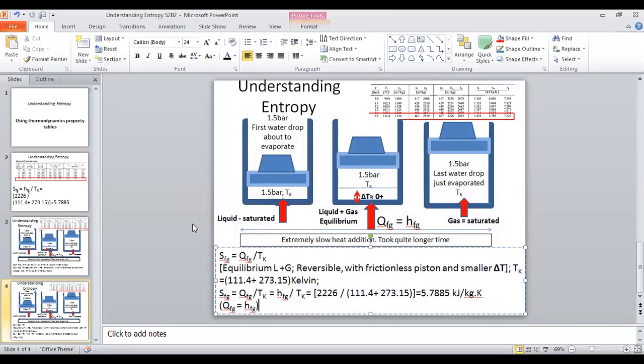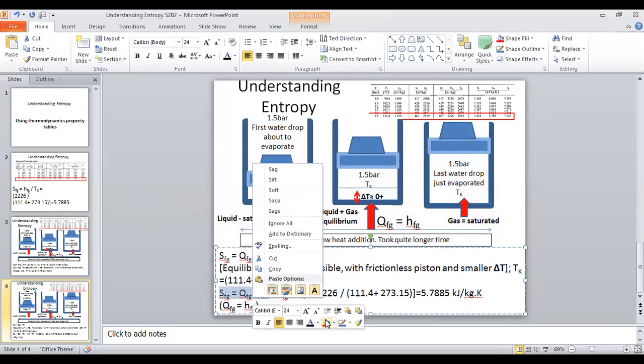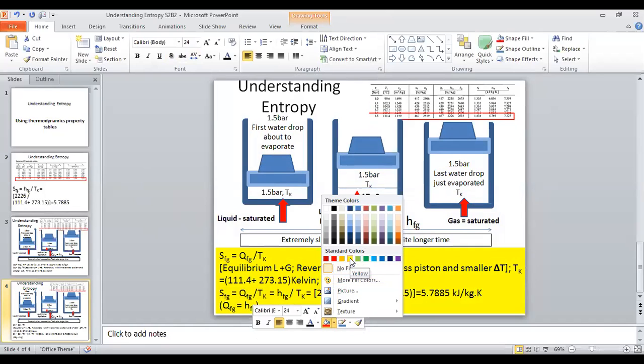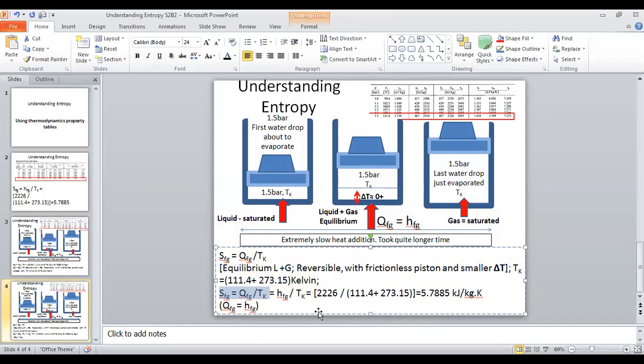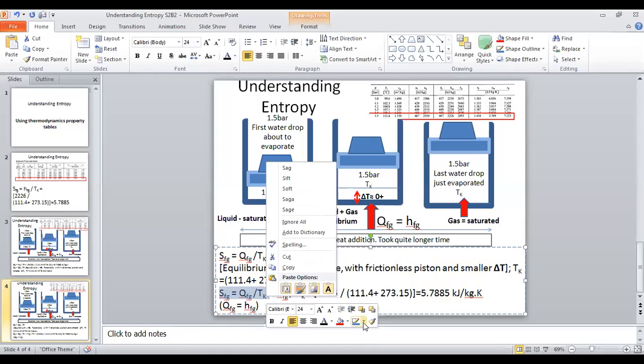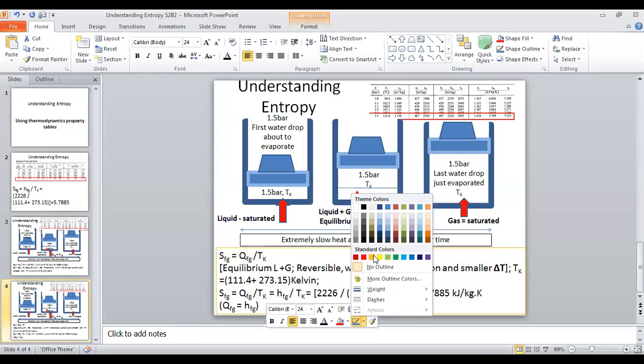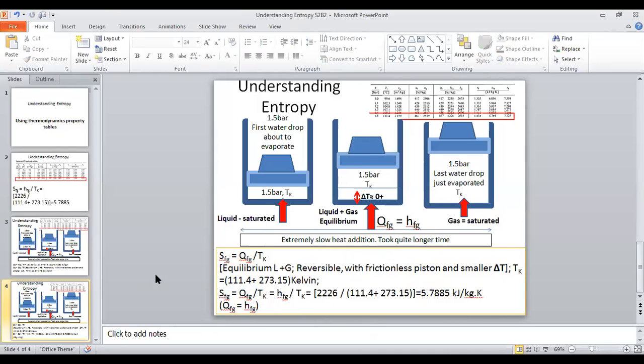Good. Okay. So this is how you should say this. SFG is QFG by TK, and this is for equilibrium condition. So that is very important. This is for equilibrium condition. I hope you can understand this.